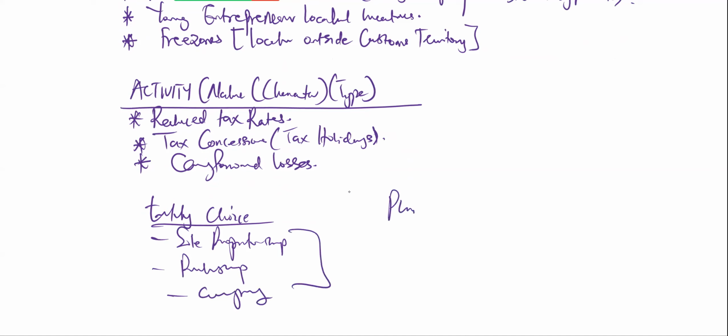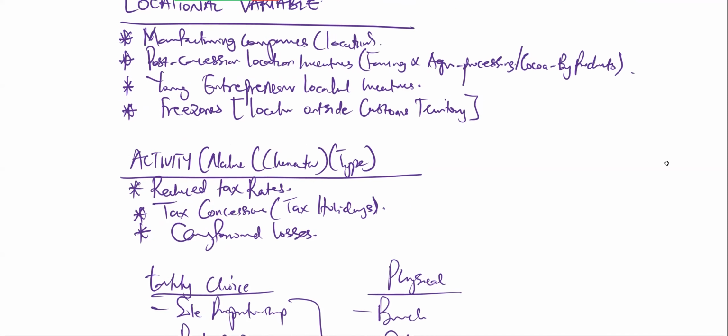Then, if you are looking at establishing physical presence in a country, are you going for a branch or are you going for a subsidiary, which is still a normal Ghanaian company? So these are the issues we are going to discuss regarding tax incentives.